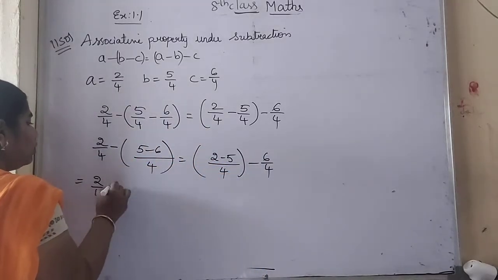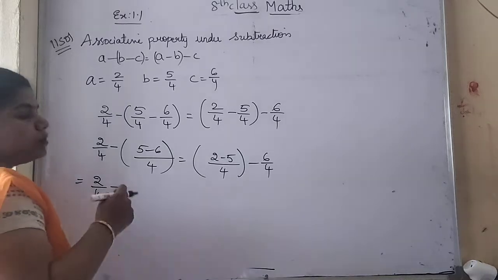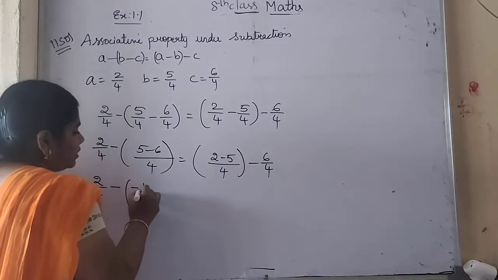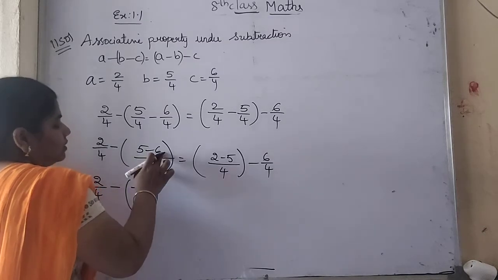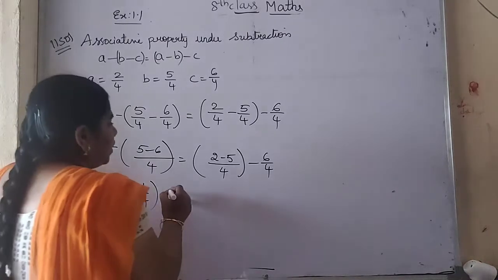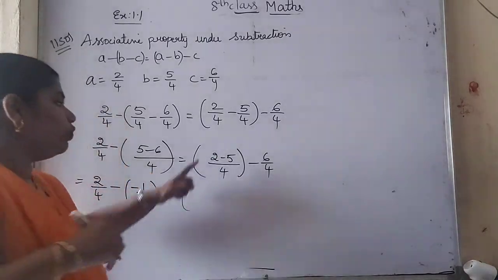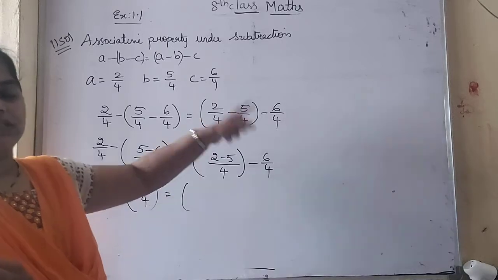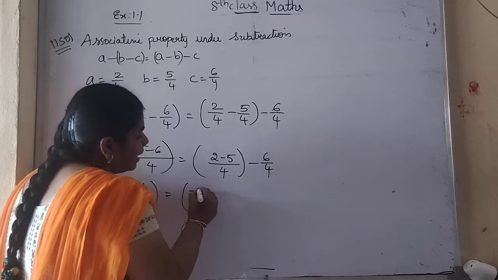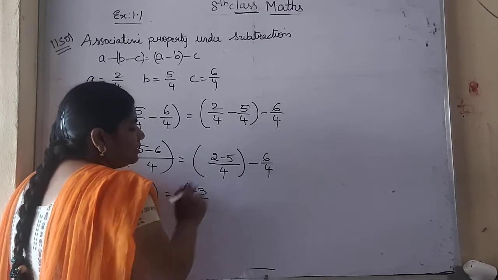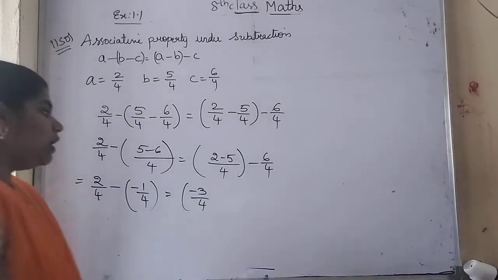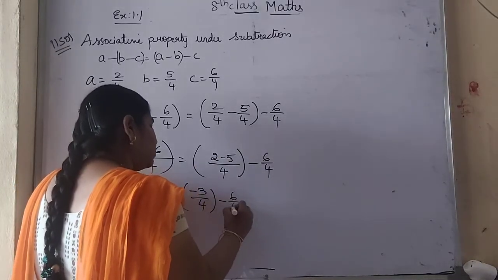So for 5 minus 6, from the smaller number you are subtracting the bigger number, so the answer will be negative, that is minus 1 by 4. 6 minus 5 is 1, and the bigger number's sign is minus. So minus 1 by 4. Here 2 minus 5, from 2 you are subtracting the bigger number. Smaller number subtracted from bigger number, so the result will be negative, that is minus 3 by 4. 5 minus 2 is 3, and the bigger number's sign is minus. So minus 3 by 4 minus 6 by 4.